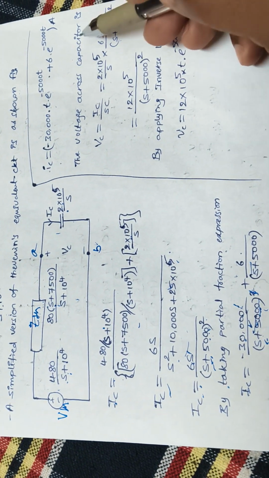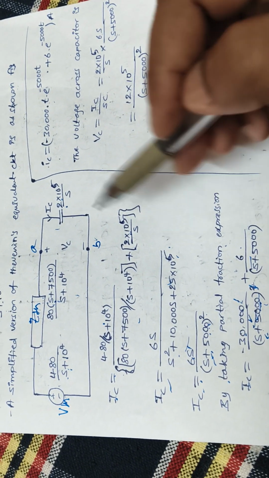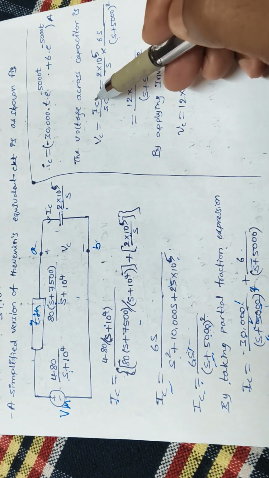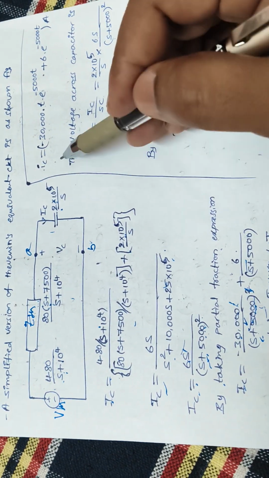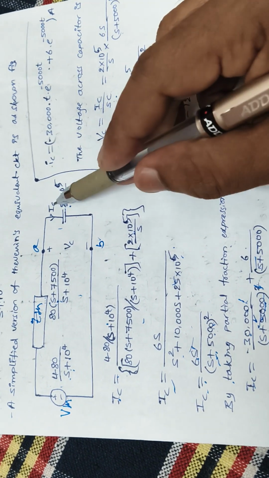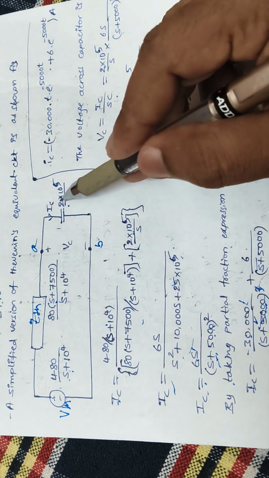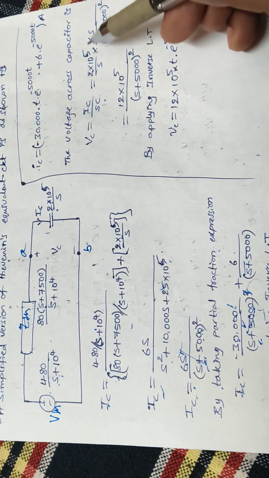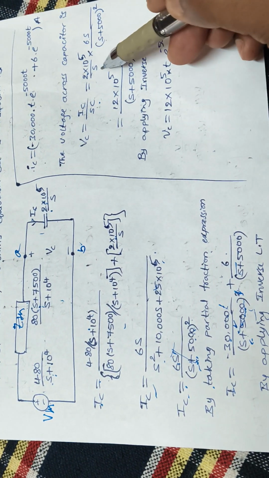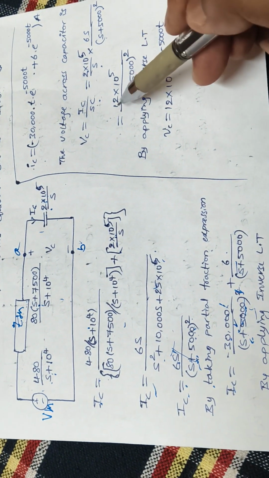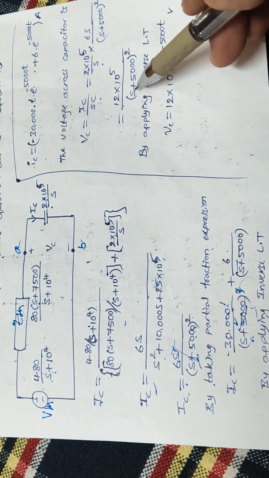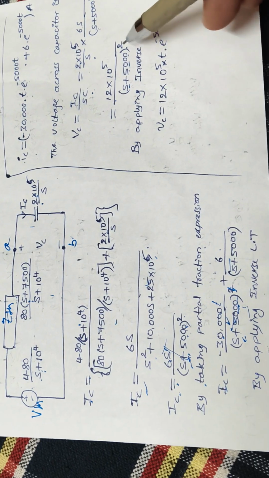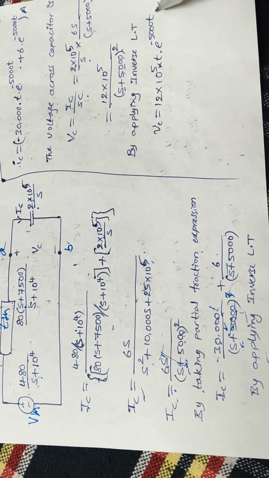If you want to find the voltage across the capacitance, it is nothing but IC into the corresponding capacitance impedance, which is 1 by Cs. So IC is the value we already know, 6S by S plus 5000 square, into 2 into 10 power 5 by S. If you simplify, you'll get 12 into 10 power 5 by S plus 5000 square. This is a constant. 1 by S plus A square is nothing but T into e power minus 5000 into T.